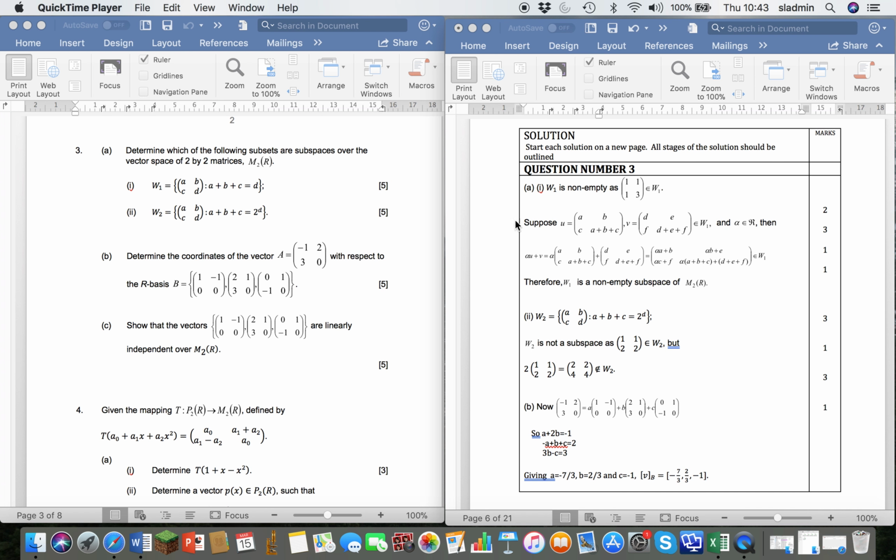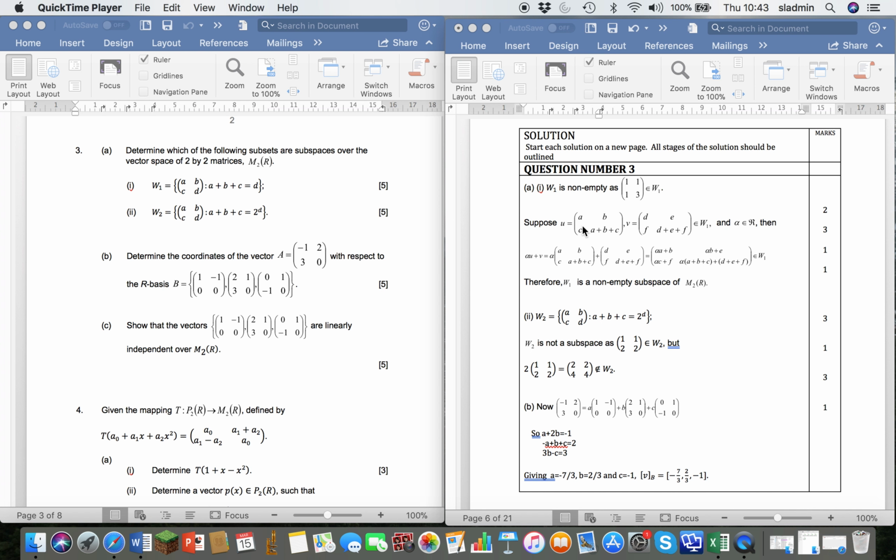So for part A, we look at W1. And the first thing you should do is show that these subsets are non-empty. Now W1 is non-empty as (1, 1, 1, 3) belongs to W1, because as you can see here, a plus b plus c does equal d.